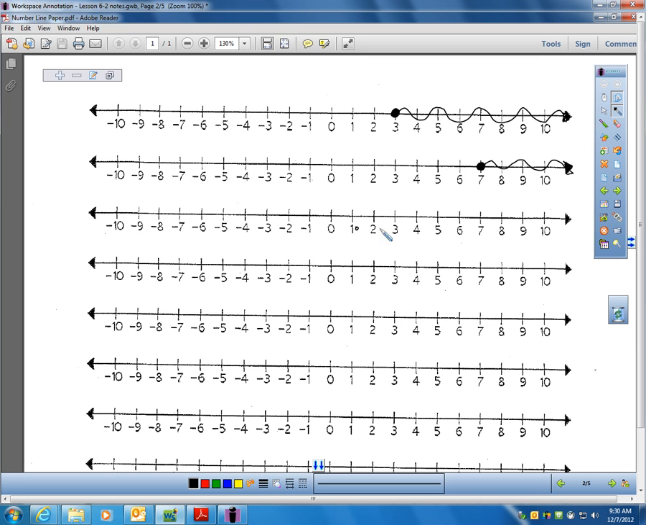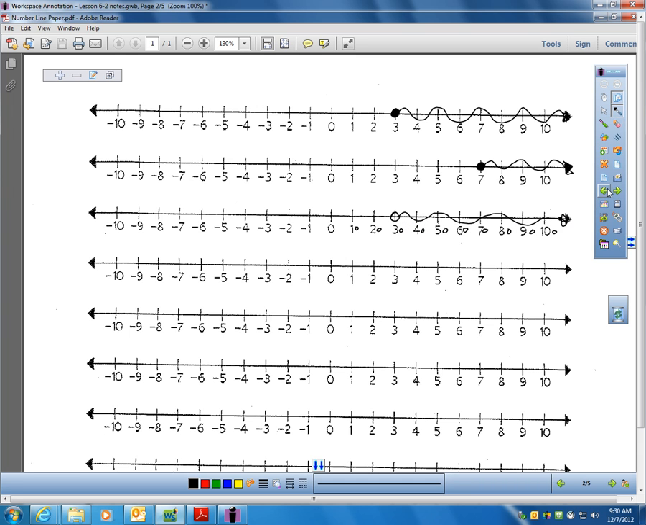I'll go 10, 20, 30, 40, 50, and so on. I'm changing my scale. And so I want values that are greater than 30. I'll put an open circle at 30. It didn't equal 30. It just started at 30.